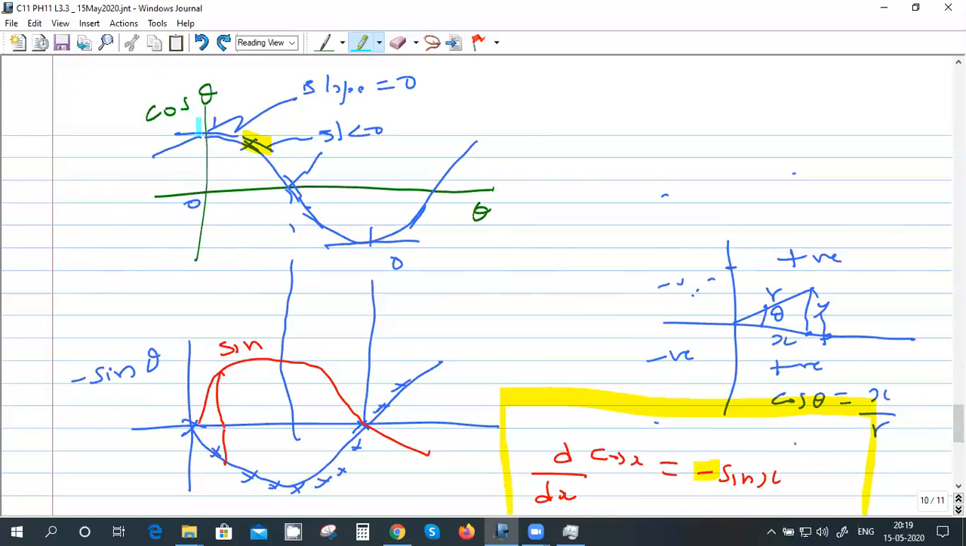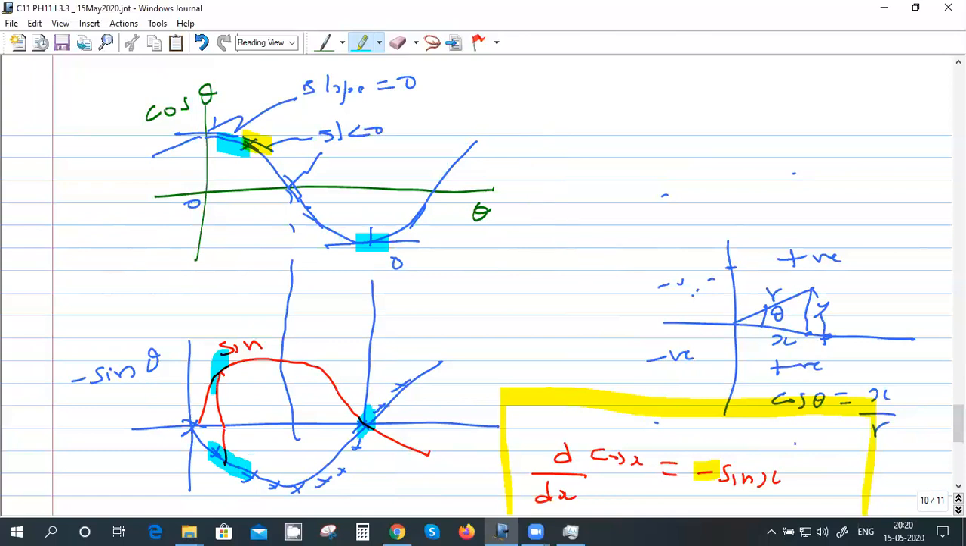The cos x curve is like this, as we just saw in the previous one, and the sin x curve is like this. But the derivative of cos x is not exactly sin x, it's minus sin x. You can see from this graph that in this portion the slope is negative, while the value of sine is positive. But the value of minus sine is negative. That's why the derivative of cos is minus sine. At this point the slope is 0, so minus sine is also 0. So you understand the relation as a derivative.